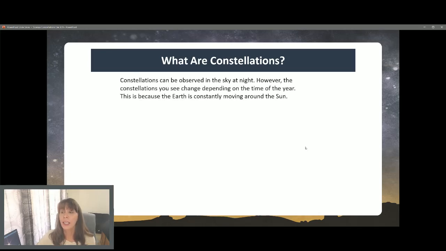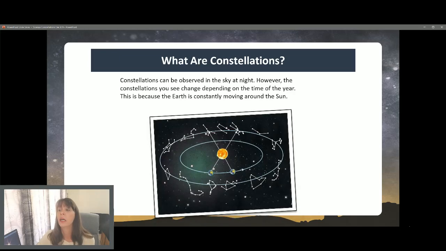What are constellations? Constellations can be observed in the sky at night, but they are there in the day too; the sun is just so bright that we can't see them. Constellations change over our seasons and during the night. That is because the earth is constantly moving. Right now, we're moving. We just can't feel it. And there's a cool picture that gives you an idea of how the earth orbits around the sun.